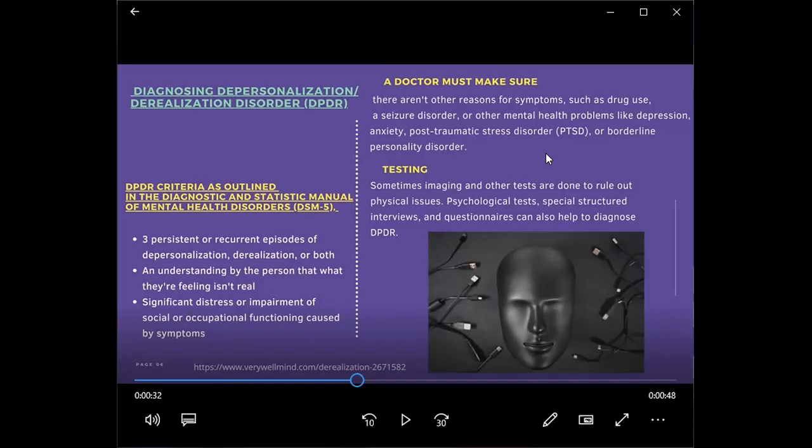A doctor has to make sure that there are no other reasons, such as drug use, a seizure disorder, or other mental health problems. That way they can do an appropriate diagnosis, and they can provide the right care and even medication for it. They also have to do various tests in order for all this to occur, which can include imaging and other tests just to rule out physical issues. So to diagnose that this is its own thing, they have to make sure there can't be other things that play a role, so that they don't give an improper diagnosis.